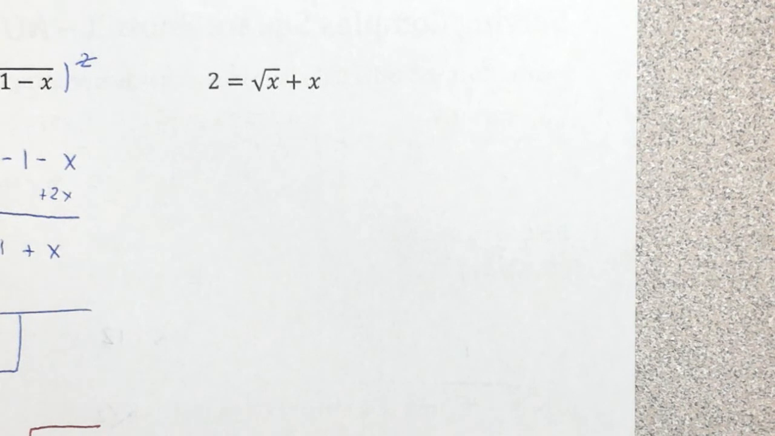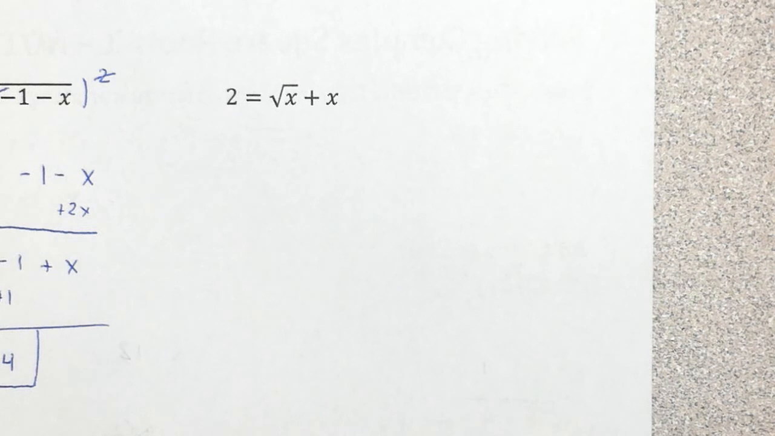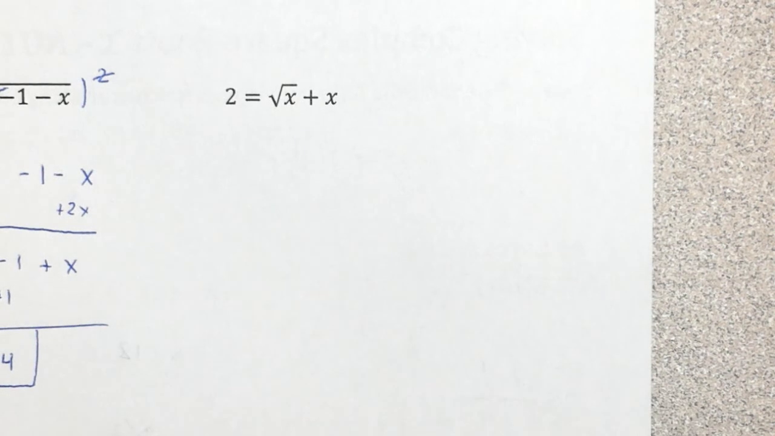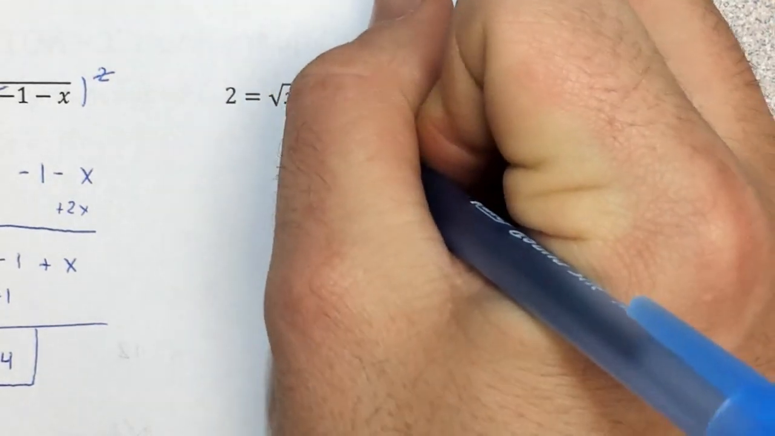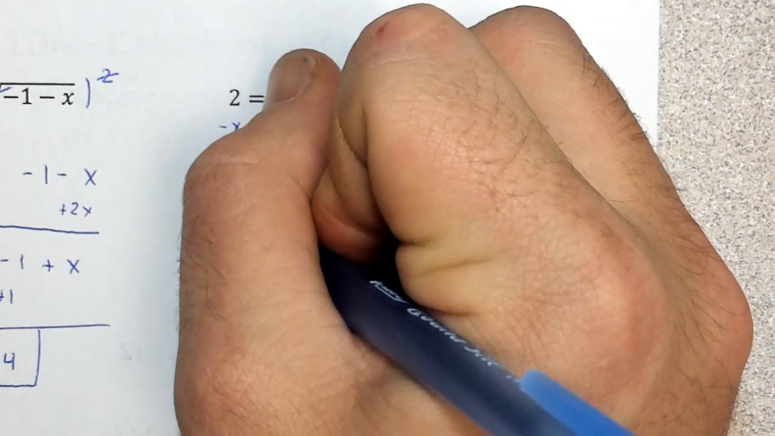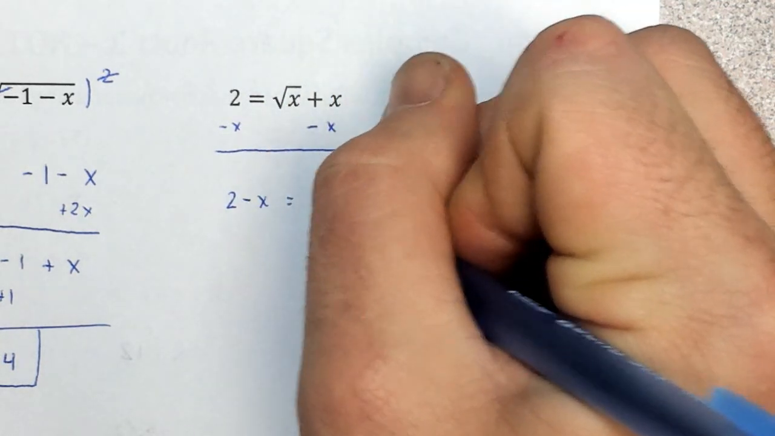Good. Bernice, I'm going to come to you. Now, listen to the questions I'm asking, because this is how your brain needs to work in solving these. Bernice, is my square root alone? No. What's with it? A plus x. So how would I get rid of it? Subtracting x. I'm going to subtract x. I get 2 minus x is equal to square root x.